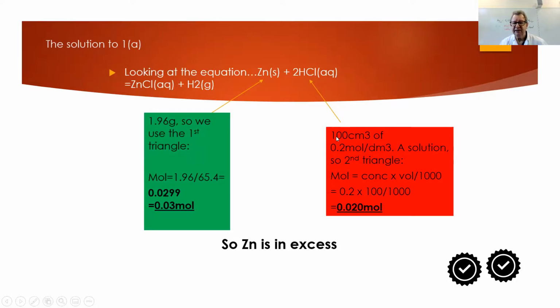My hydrochloric acid is 100 cubic centimeters of 0.2. So I've got my concentration times my volume over 1,000, which comes out as 0.02. So the zinc is the larger number, zinc in excess. 2 marks. Nice.